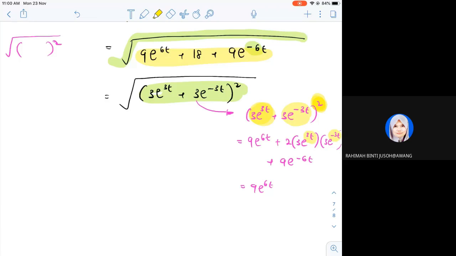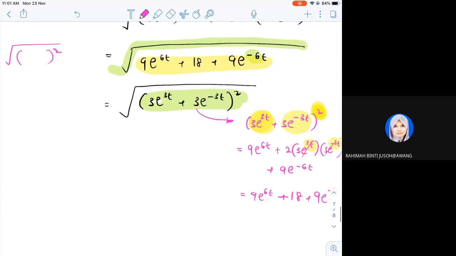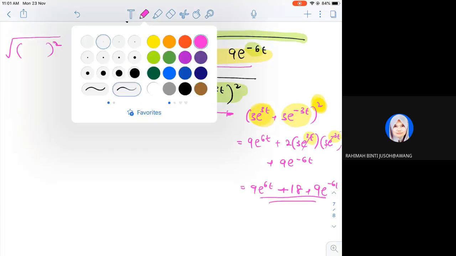Okay, so can be cancelled. So cancel here. So we just get 2 times 3 times 3. We get 18. So plus 18. Okay, so plus last kali 9 exponent negative 6t. So sama tak yang ni dengan yang atas ni? Sama. Right, the same.